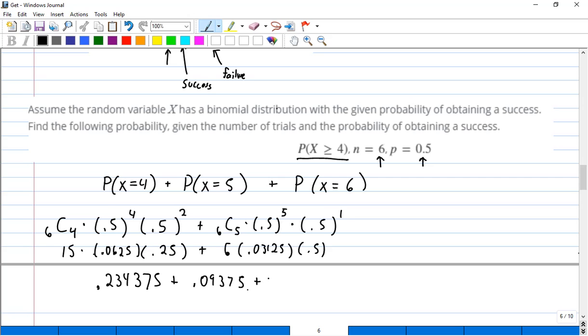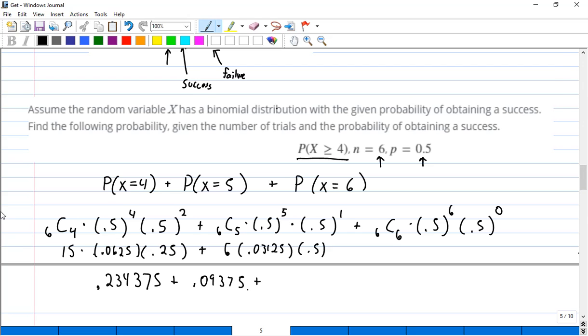Plus, I've got one left, x equals 6. Alright, so this is 6C6 times 0.5 to the 6th power times 0.5 to the what? 0 power, right? N minus x is 0. Anything to the 0 power is 1. Okay? 6C6 is what? Just 1.